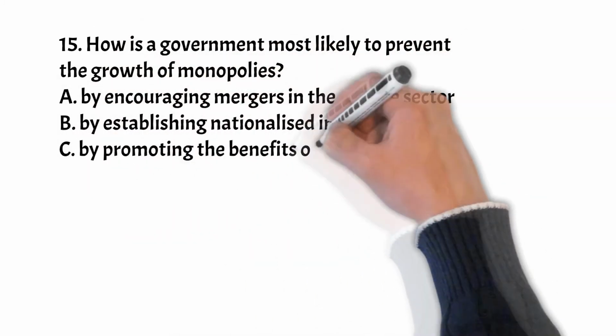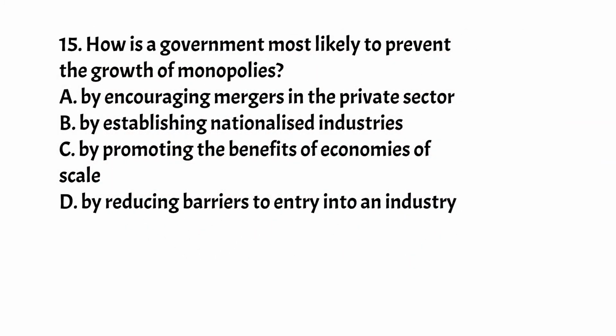Question 15. How is a government most likely to prevent the growth of monopolies? A. By encouraging mergers in the private sector. B. By establishing nationalized industries. C. By promoting the benefits of economies of scale. D. By reducing barriers to entry into an industry. The only one of these that will actually reduce the growth of monopolies is D, by reducing barriers to entry into an industry.